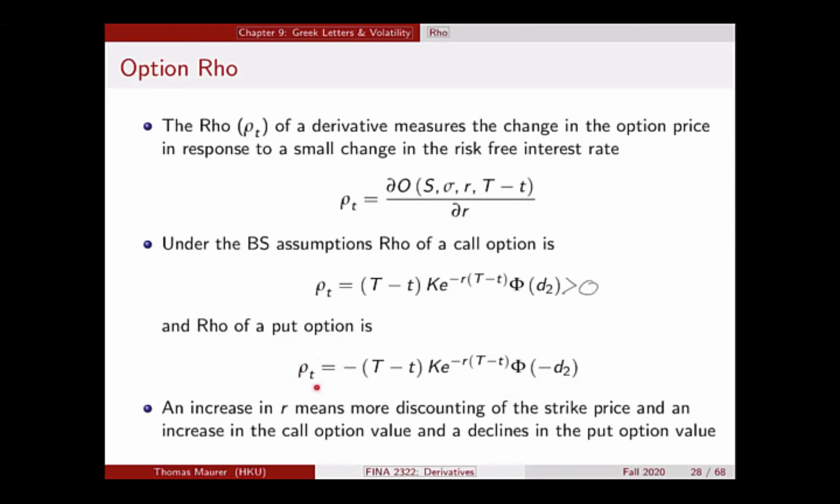The rho of a put option is negative, so it's exactly the opposite of the call option. And that's because, again, if I have a put option and I exercise it, I will receive the strike price. But again, I only receive that at the maturity date. So if I'm at some date before maturity, discounting the strike price is actually decreasing the value of my option. So if the interest rate increases, I discount the strike price more. That's going to be bad for me. That's going to decrease the value of my put option.